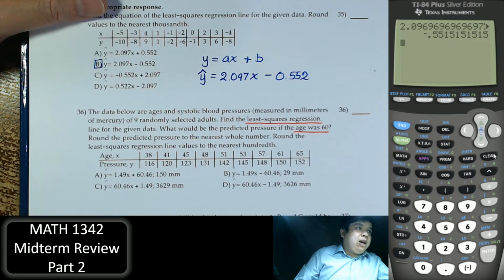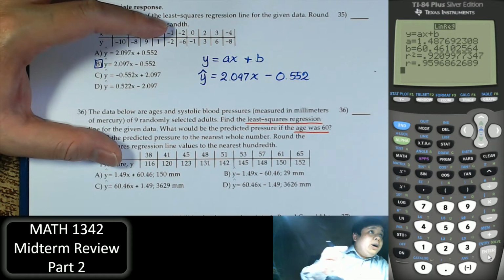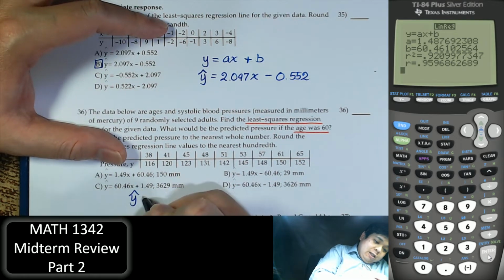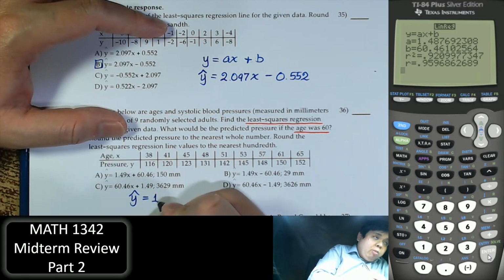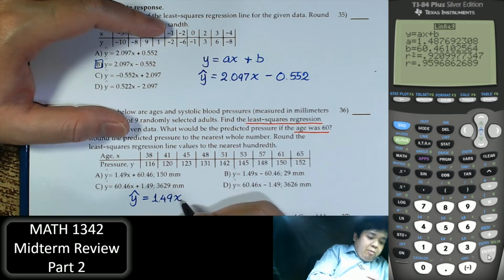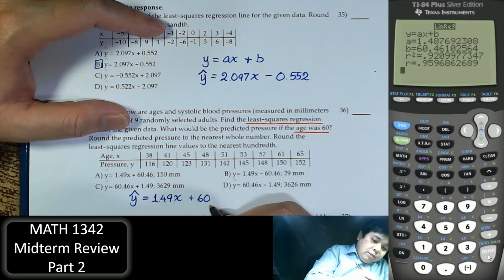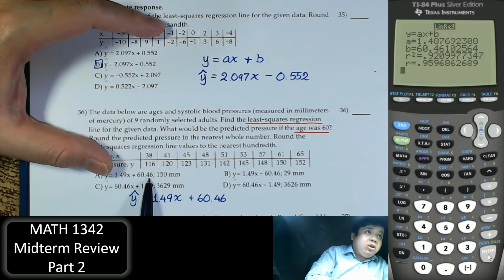And then second mode, back to home screen, and then stat, calculate linear regression, L1 for X, L2 for Y. Right. So we have the equation Y hat equal to 1.49 X plus 60.46. Right, now we know it's going to be this already.